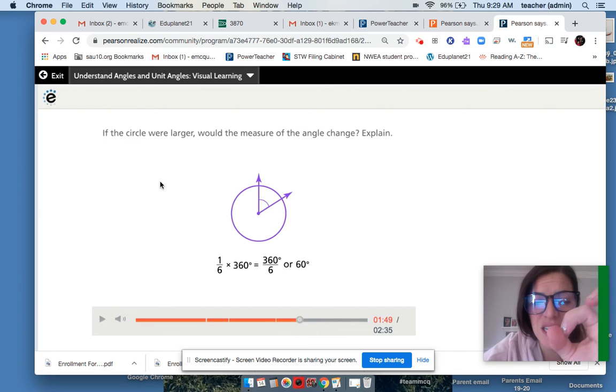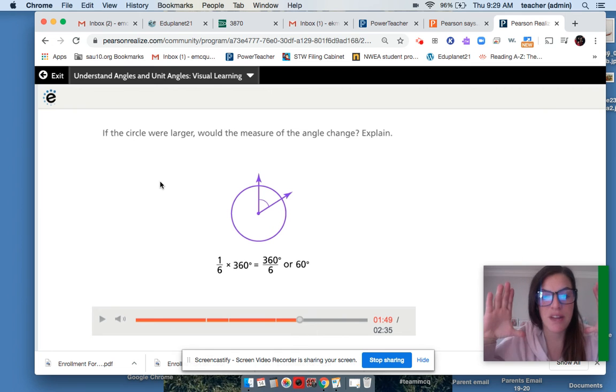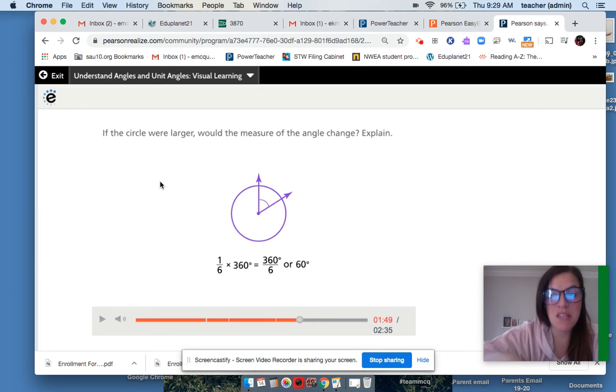So it could be this teeny, teeny little circle. It's still going to be 360 degrees all the way around. It could be a huge pizza, right? The degrees of the pizza is still going to be 360. That number doesn't change, just like there's always going to be 60 minutes in an hour and 24 hours in a day. Those numbers don't change. So there's always going to be 360 degrees in a whole circle, no matter the size of it.